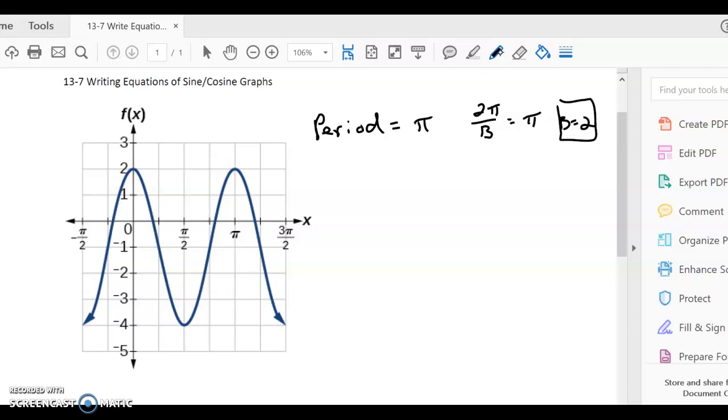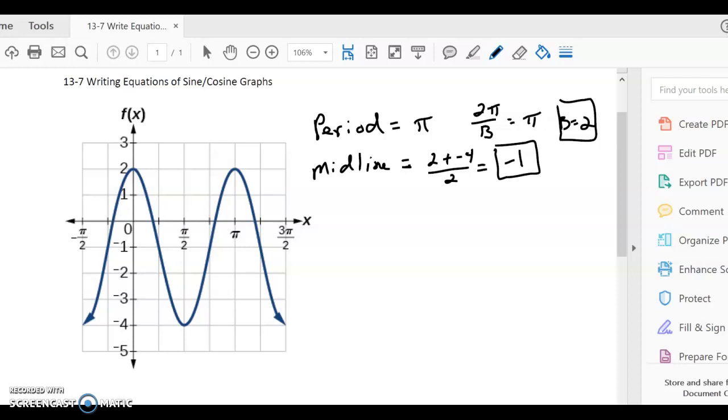We also know the midline. The midline's the middle of the graph. Basically, it acts like the x-axis. If we look at the top value, 2, and the bottom value, -4, if we find the average of those 2 points, -1's the midline. That'll be another value we need.